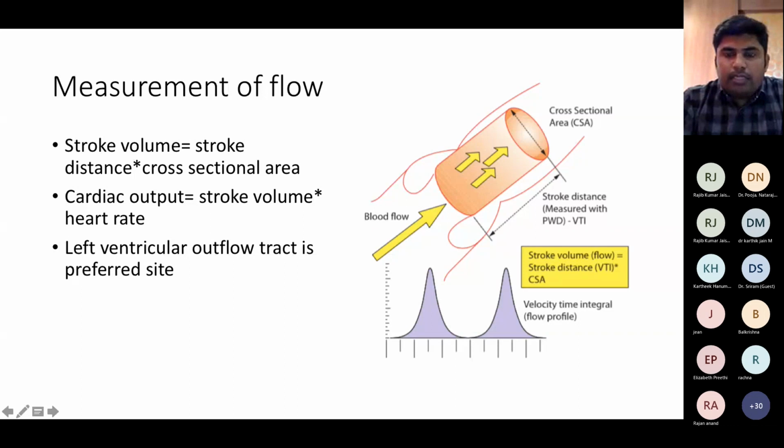When we multiply this length by the cross-sectional area of the LVOT, it gives the flow across the LVOT in a single heartbeat, which is the stroke volume. The stroke volume multiplied by the heart rate gives the cardiac output. The left ventricular outflow tract is always the preferred site for measuring left ventricular output, because it does not dilate during systole, it is uniform, and it is assumed to be circular in shape and easy to measure.